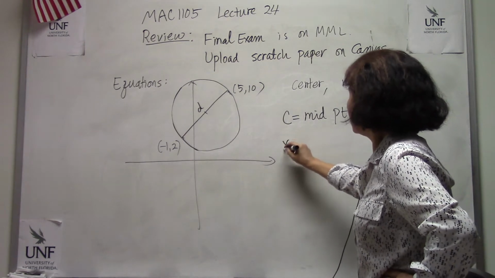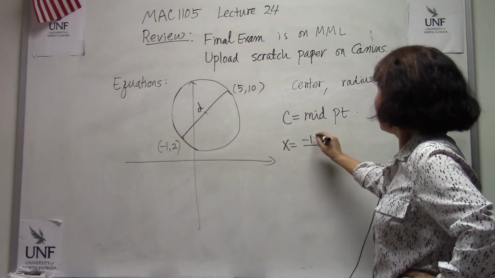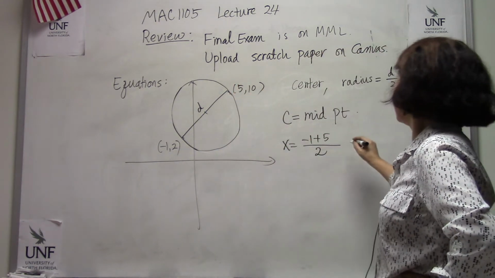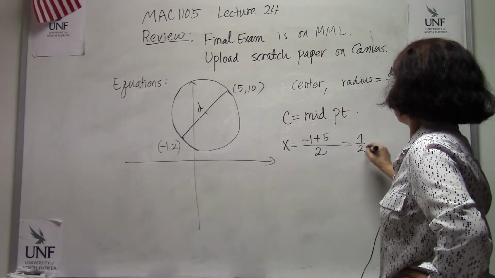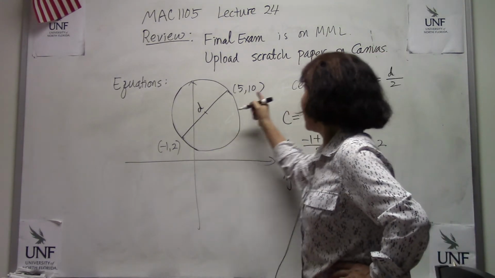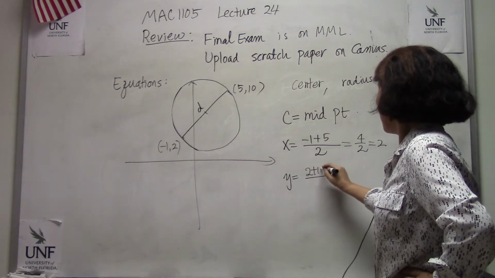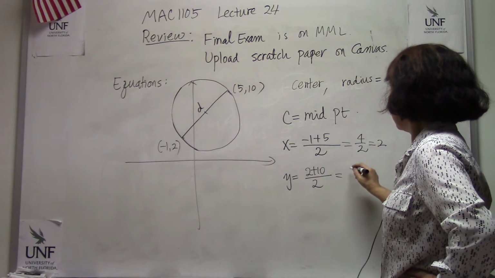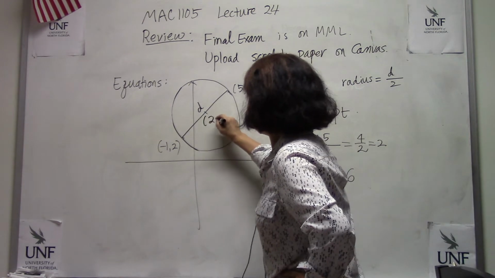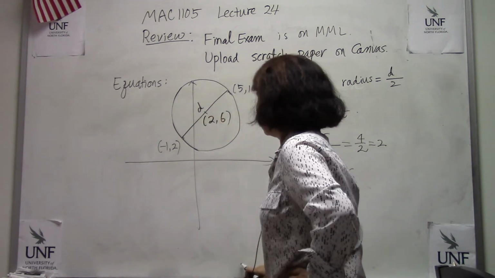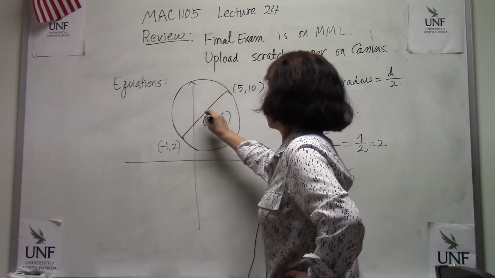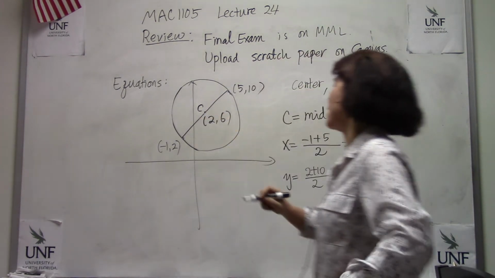So the x coordinate is the average of the two x coordinates. So add up and divide by 2, which is 4/2 is 2. For y, it is 2 and 10, so you add up and divide by 2, which gives you 6. So in other words, the center turns out to be (2, 6). Okay, so this is the center now.